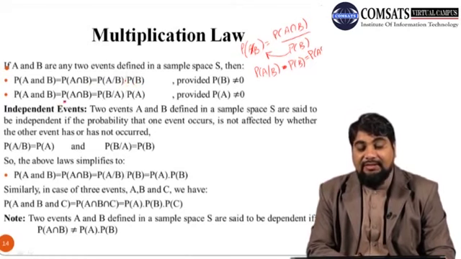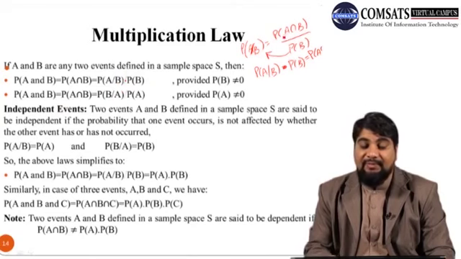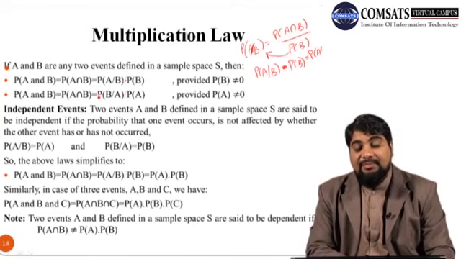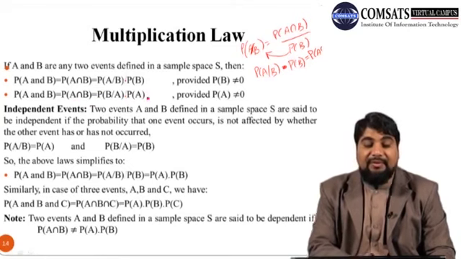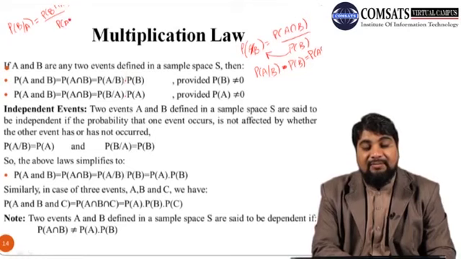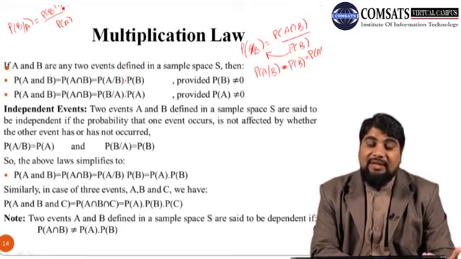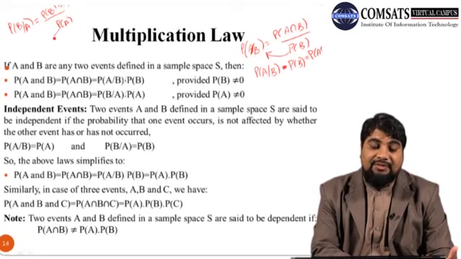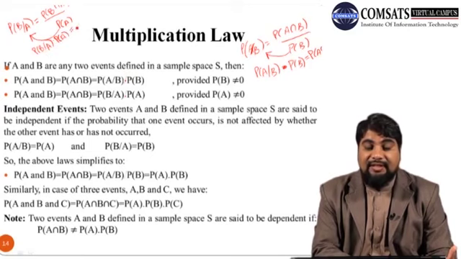And similarly we can also write the probability of A intersection B as equal to P of B given A times P of A. Note that if we have P of B given A, then according to the conditional probability formula it is P of B intersection A over P of A. Note that B intersection A is the same as A intersection B. So if we shift it to the left hand side, it becomes P of B given A times P of A, and on the right hand side we are left with P of B intersection A.